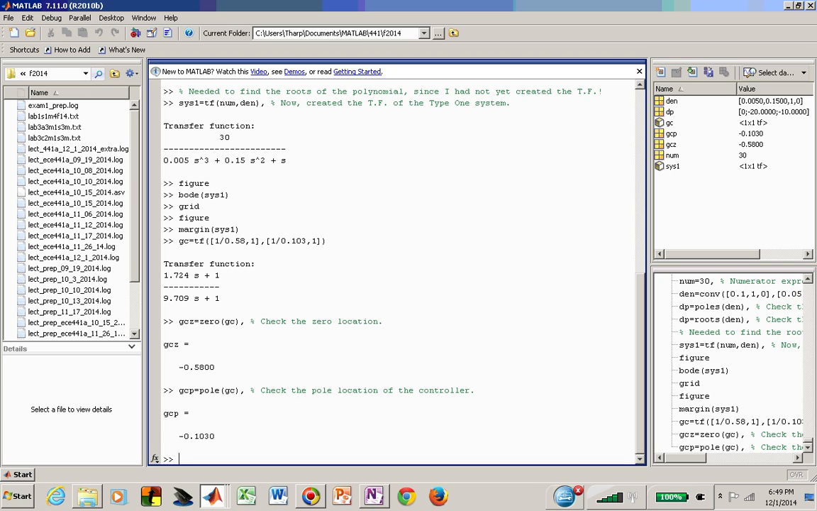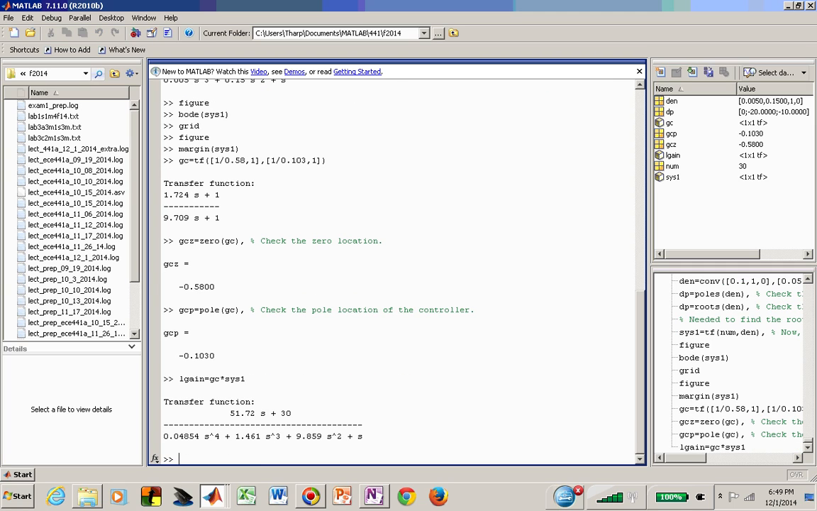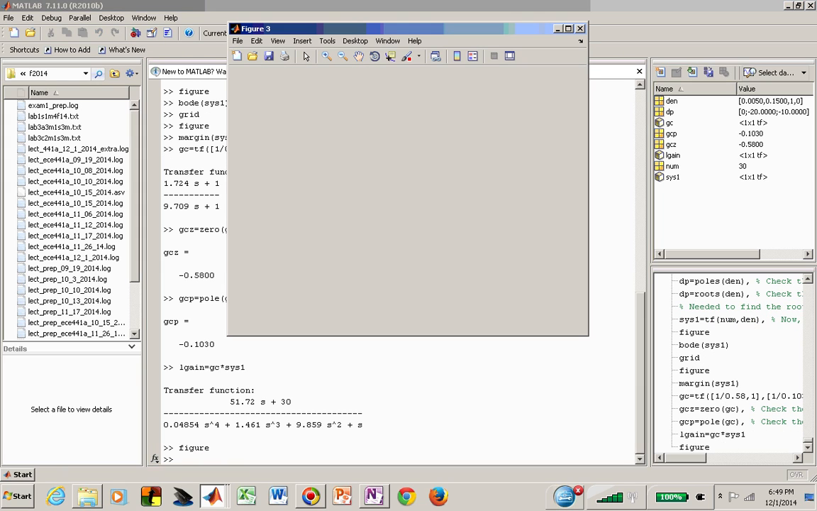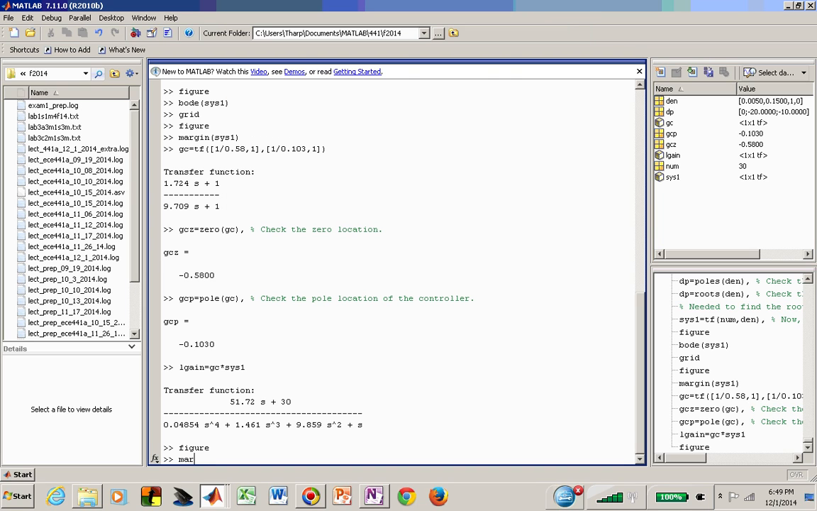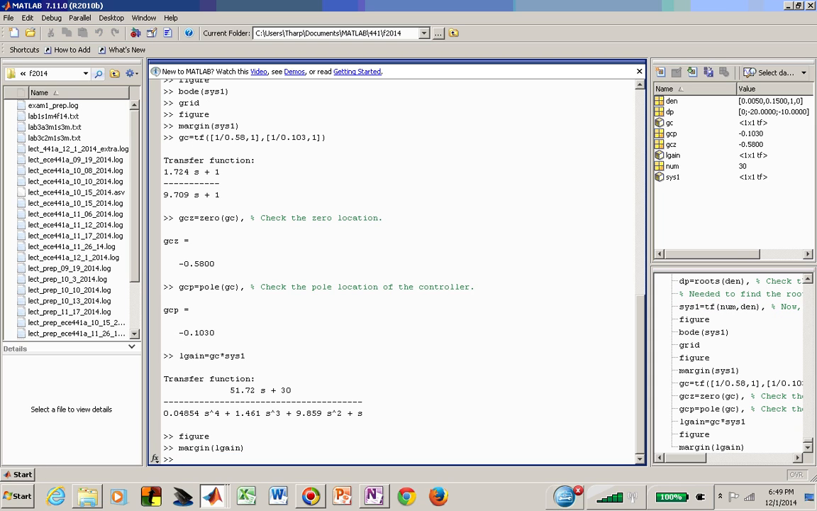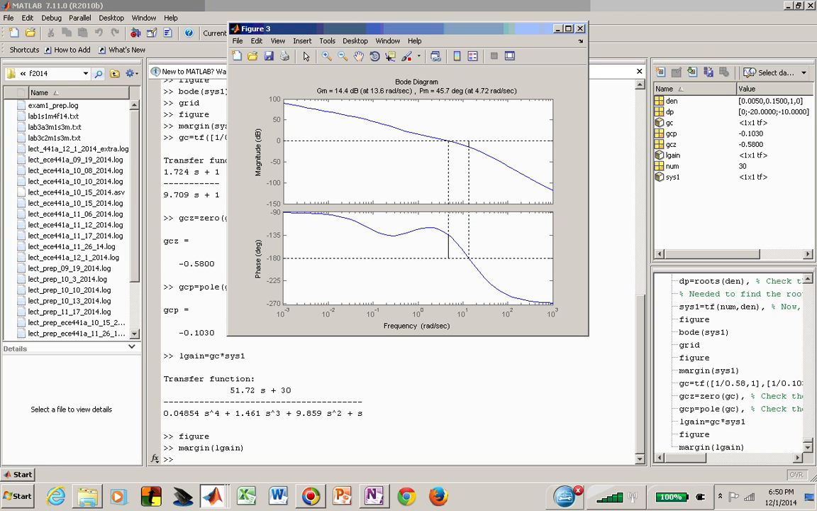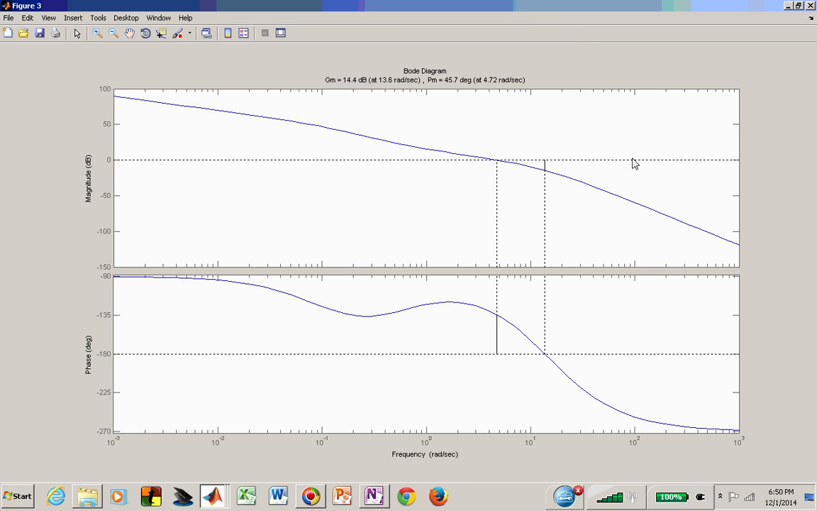Let me now combine my controller and my original plant into a loop gain. I will now multiply G sub C times system 1. That's now my new transfer function in the forward path. That's my loop gain. Let me now create a new figure and go ahead and look at the margin associated with that particular compensated system. And now I have a phase margin of 45 degrees. And we didn't worry about the gain margin, but our gain margin now is 14.4 dB.